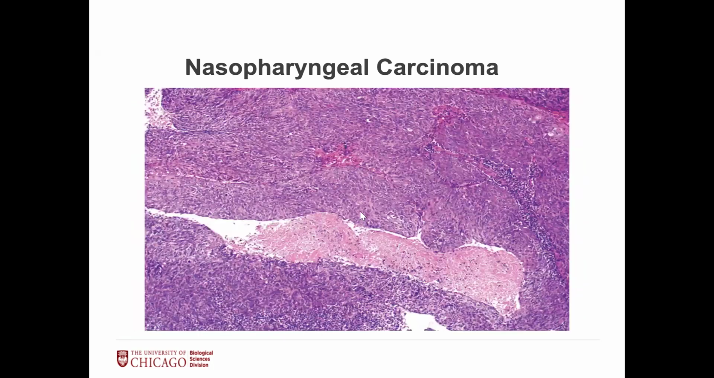Sometimes the cells are a little bit more syncytial, or cohesive. And this is much easier to diagnose on biopsy, quickly. You're more confident this is carcinoma. Maybe you don't do the confirmatory keratin stains, you just do the EBV in this case.